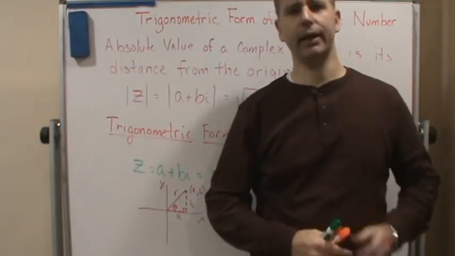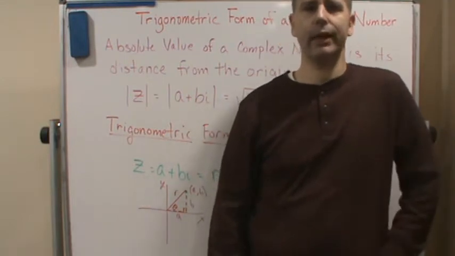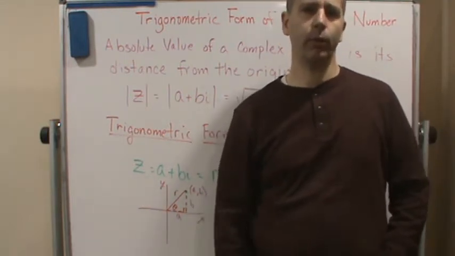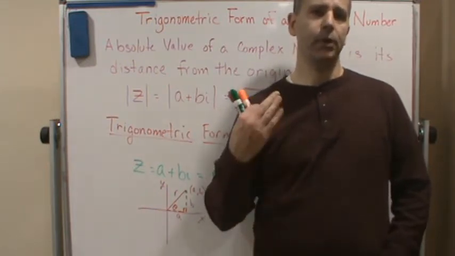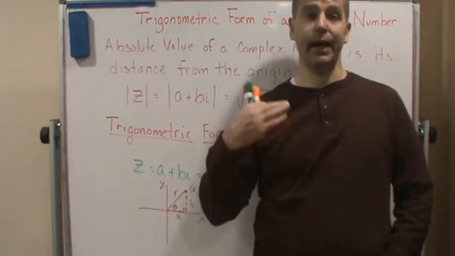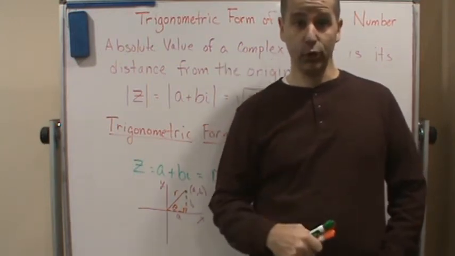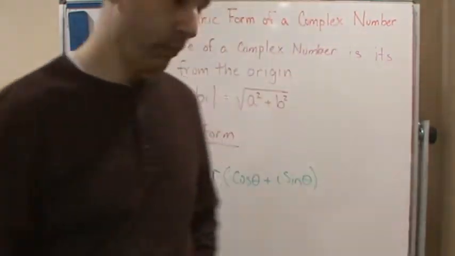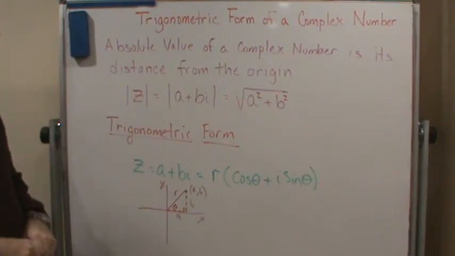Okay, so welcome back, and today we're going to continue on with complex numbers, but we're now going to get into talking about what we call the trigonometric form of complex numbers. So, before we can talk about what the trigonometric form looks like and how it's derived, let's talk about the absolute value of a complex number. So, the absolute value, by definition, of a complex number is its distance from the origin.